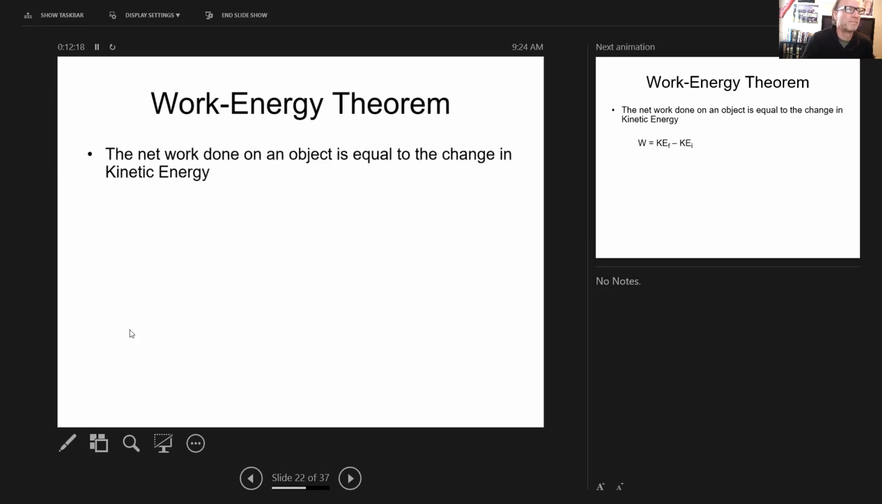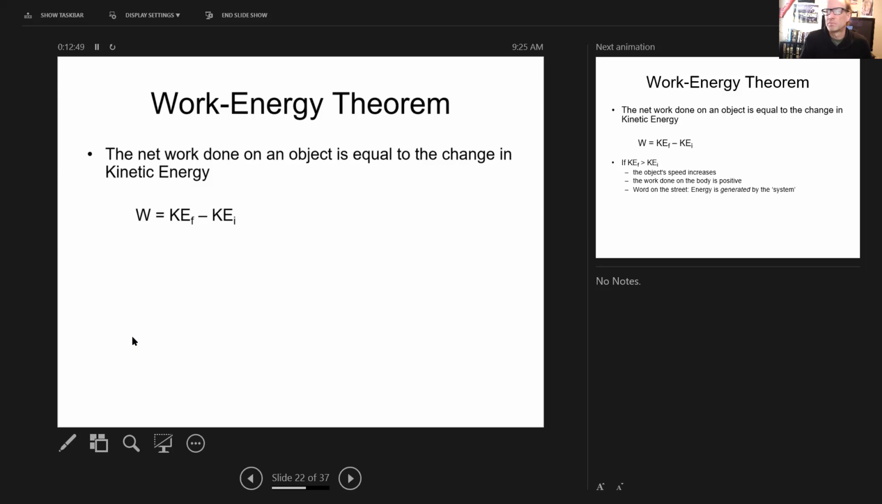So work energy theorem. The net work done on an object is equal to the change in kinetic energy. Very specific to kinetic energy. The equation: we need to know the kinetic energy at the final moment in time, and we need to know the kinetic energy at the initial moment in time. The difference between those two moments in time in kinetic energy is work.